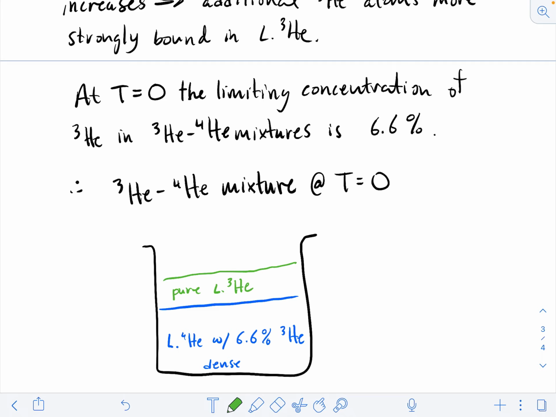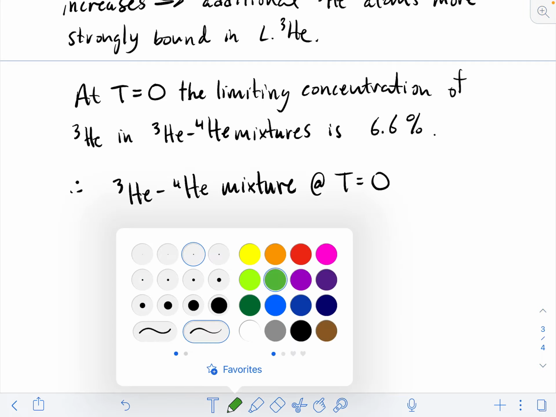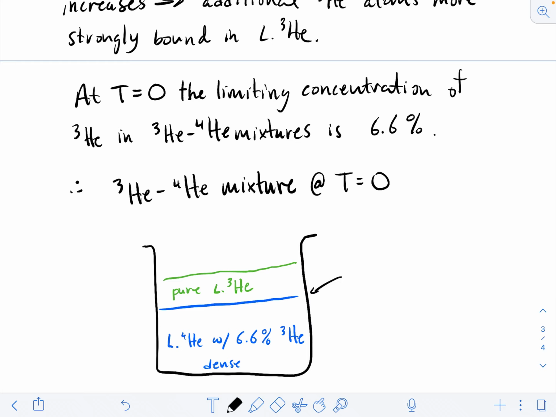And then there's a phase boundary between the two. And so there's a phase boundary separating the pure liquid helium-3 on top and the mixture with 6.6% helium-3 in liquid helium-4 below.